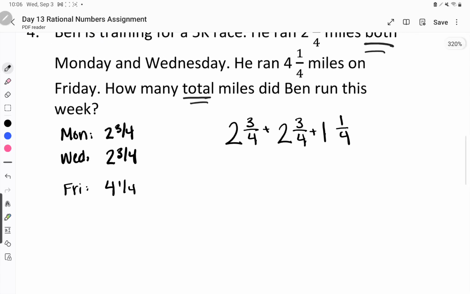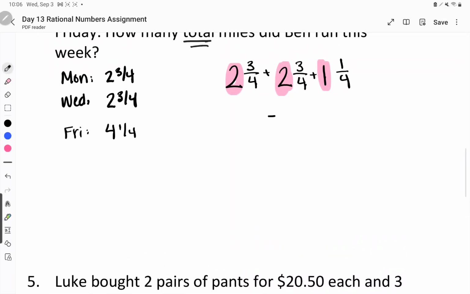When we add or subtract fractions, what do we have to have? A common denominator. These all have a denominator of 4, so I can actually go ahead and add them. I have 2 plus 2 plus 1. That gives us 5. Then I have 3 plus 3 plus 1. 3 plus 3 is 6, plus 1 is 7, over 4.